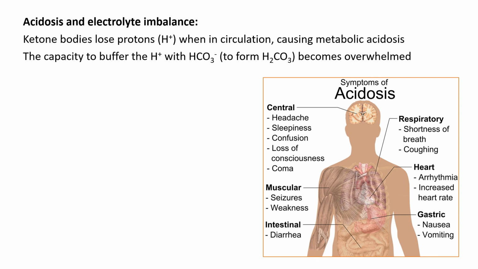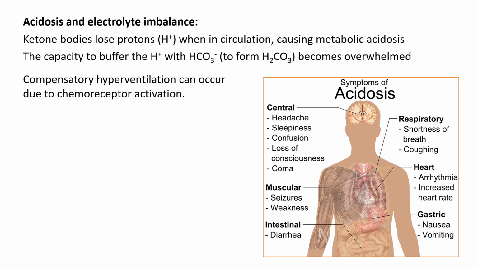So normally this buffering process is quite handy. But again, it's like all things. The body can only cope with so much. So if there is an excess of H+ flying around, this buffering process becomes overwhelmed. We don't have enough bicarbonate to buffer it. In addition, of course, this can result in compensatory hyperventilation due to chemoreceptor activation.